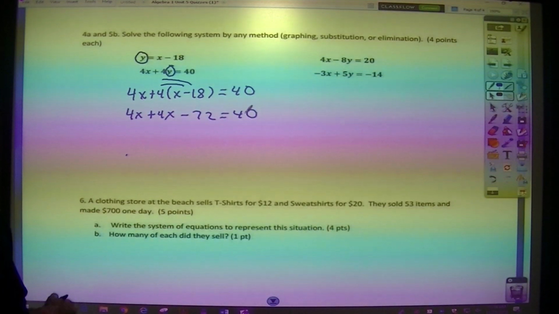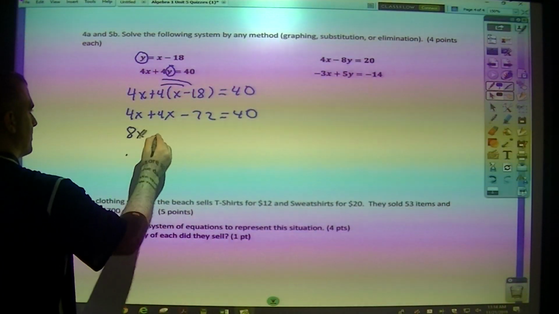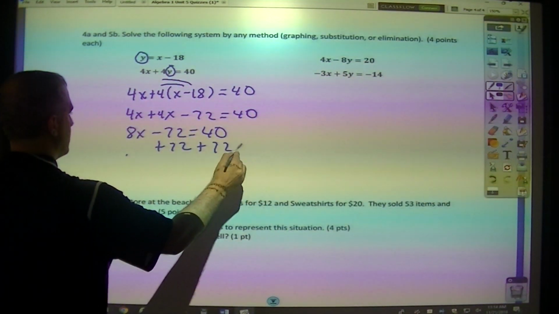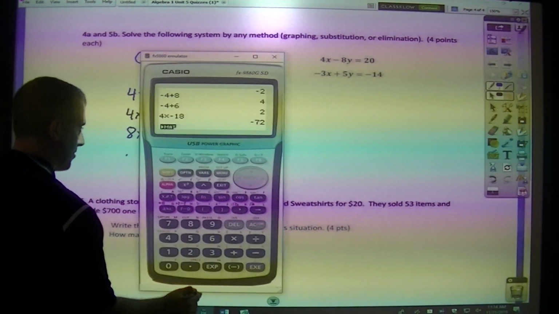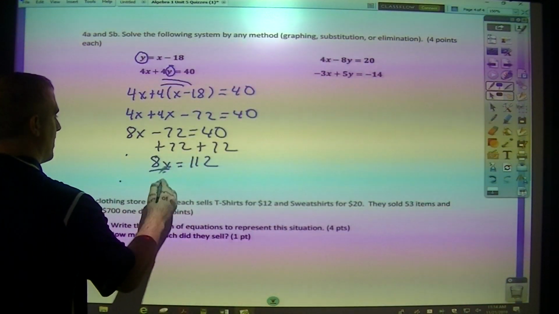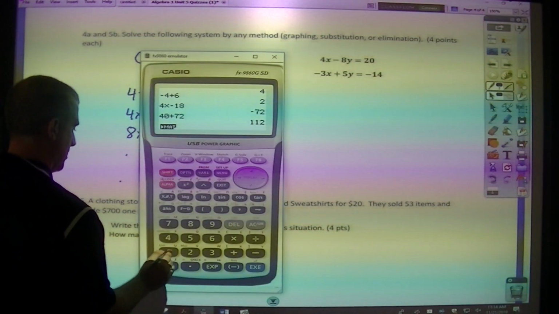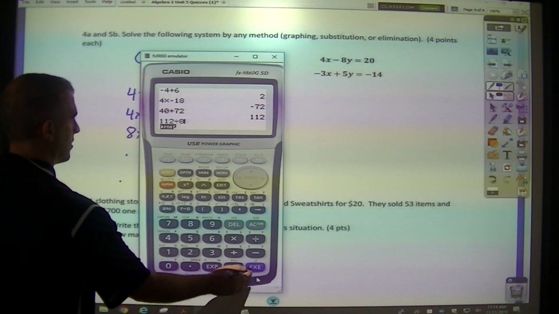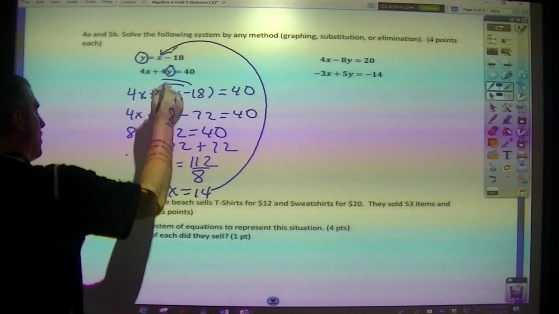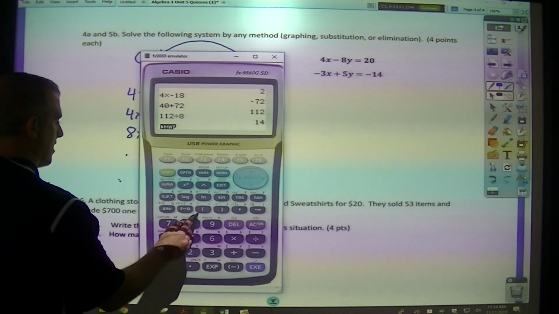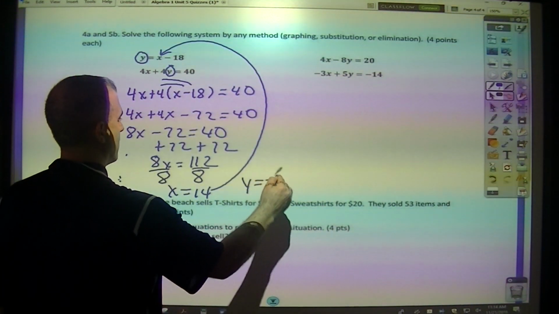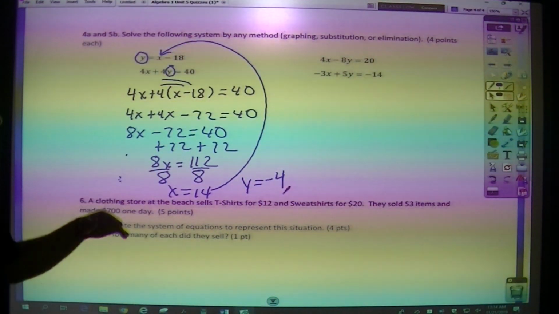I got 4x and 4x would be 8x minus 72 equals 40. So add 72, 8x equals 40 plus 72, which would be 112. And I would divide by 8 on both sides. All right, x is 14. So what I do is take that 14, put it all the way back into there. So that's going to be 14 minus 18, which will be negative 4 for the y result. So you can write it like that or the coordinate points.